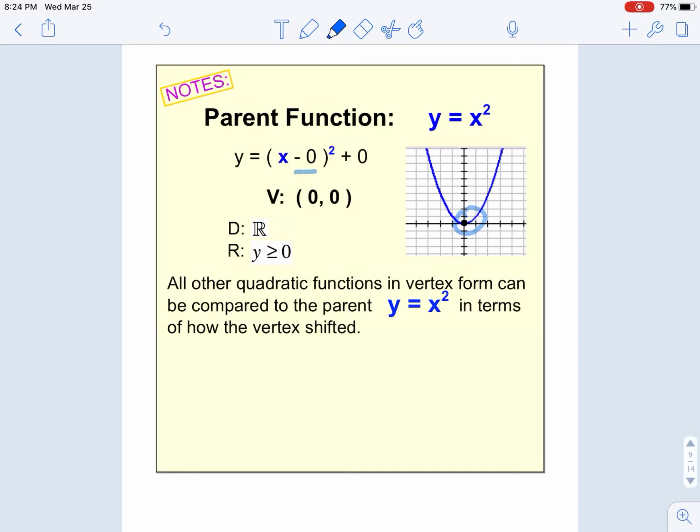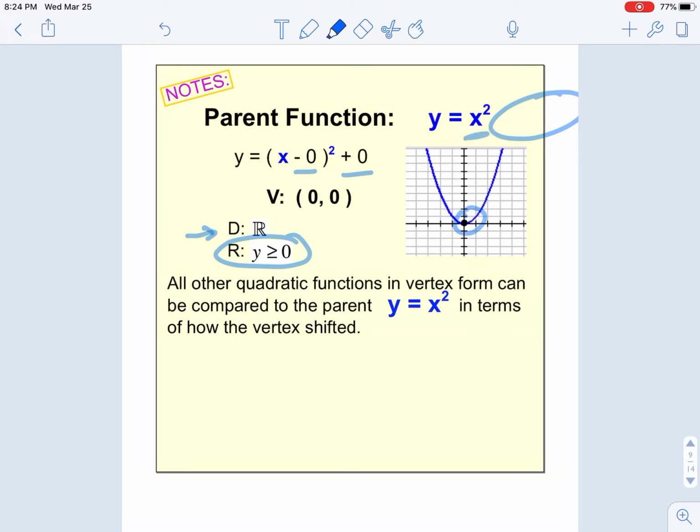Why? Well, because we didn't have anything inside the parentheses with it, and we didn't have anything outside the parentheses. They were both zeros. That's why we didn't write anything over here. 0, 0. The domain on these things is always going to be all reals. That's a nice easy point on any test I give you. Range, okay? On the parent function, we get all the positive numbers, right? For y, we get all the positives. We don't need to worry about any negatives.